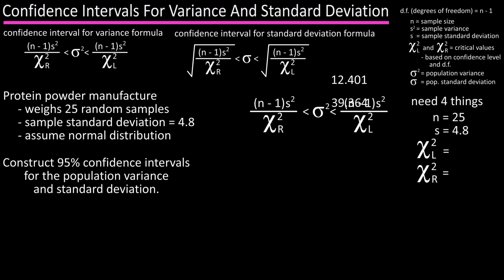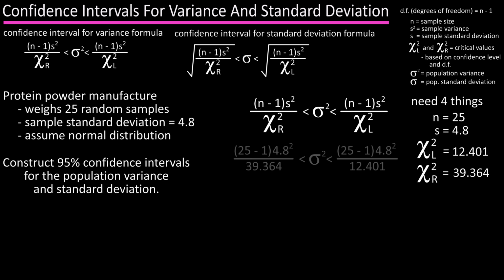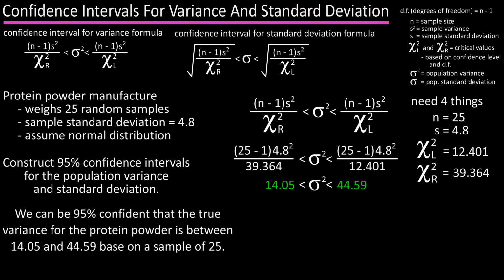Now we can plug in and calculate with the variance formula. So we have 25 minus 1 times 4.8 squared divided by 39.364, less than sigma squared, less than 25 minus 1 times 4.8 squared divided by 12.401. And our final result is 14.05 less than sigma squared less than 44.59. So we can be 95% confident that the true variance for the protein powder is between 14.05 and 44.59 based on a sample of 25.